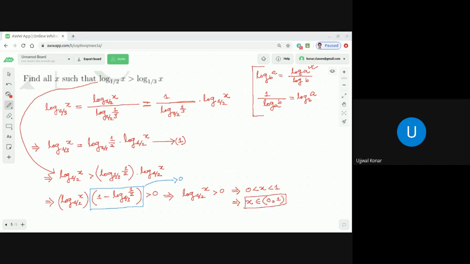Please have a look into it, dear students, and you will feel comfortable about this thing. Any doubt? Never hesitate to let me know. One more problem we will do, that will also be a little bit of a different type.